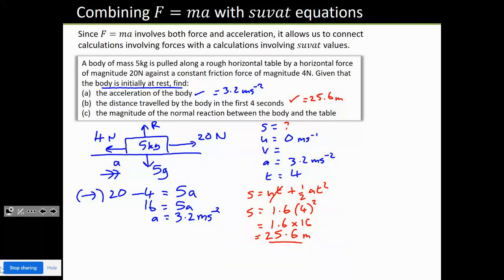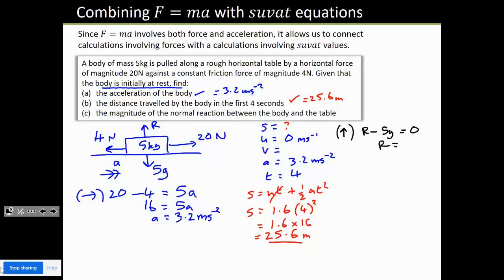Now we want to find the magnitude of the normal reaction between the body and the table. Now, if we resolve our forces vertically, which we haven't done yet, we know we have no acceleration up or down. We're not moving up or down. So therefore, we're in equilibrium. So R, take away 5g, should equal 0, because our mass times acceleration, if the acceleration is 0, is 0.